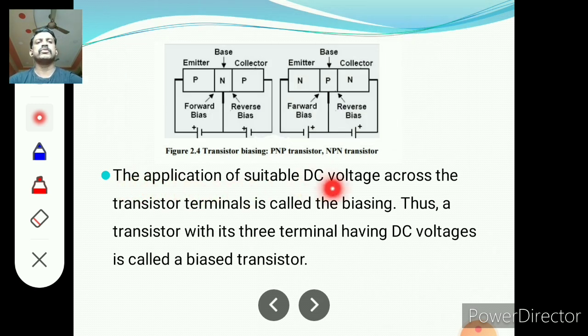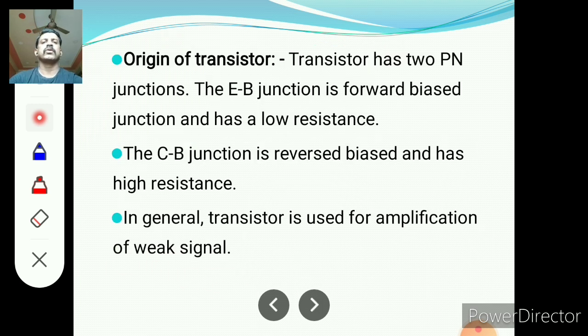The application of suitable DC voltage across the transistor terminals is called biasing. Thus a transistor with three terminals having DC voltages is called a biased transistor. Origin of the name transistor: a transistor has two PN junctions. The EB junction is forward biased and has low resistance. The CB junction is reverse biased and has high resistance.